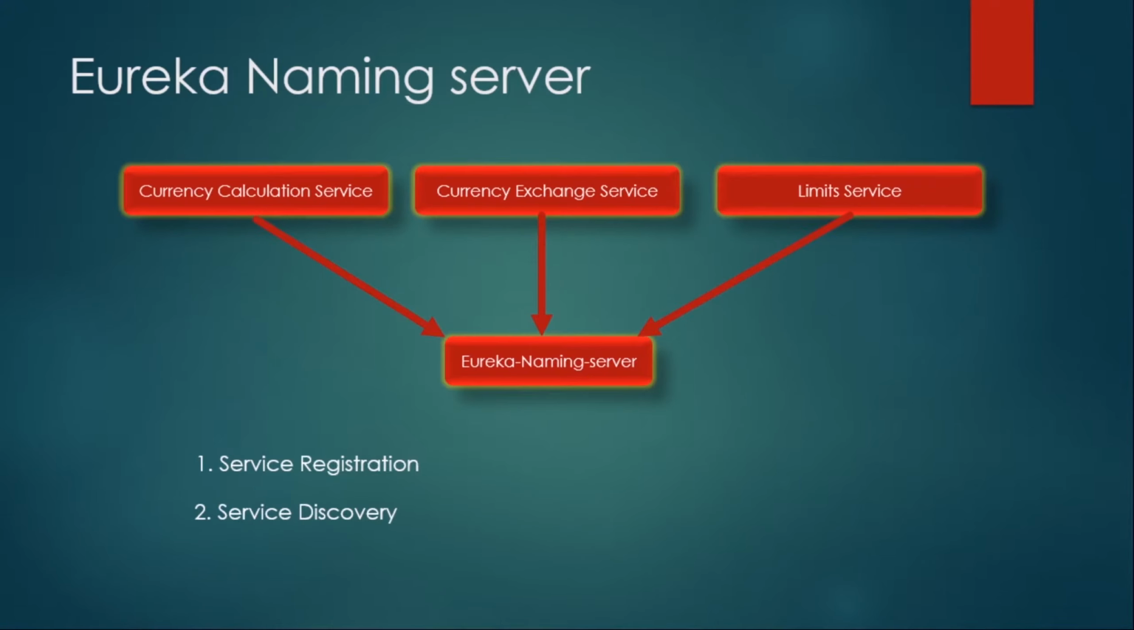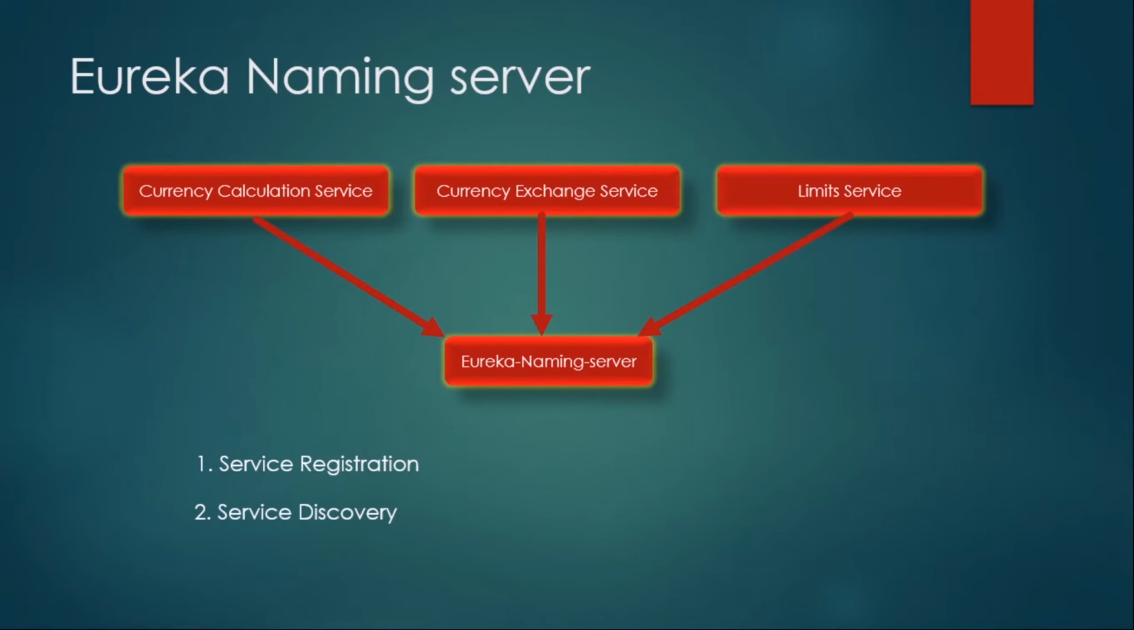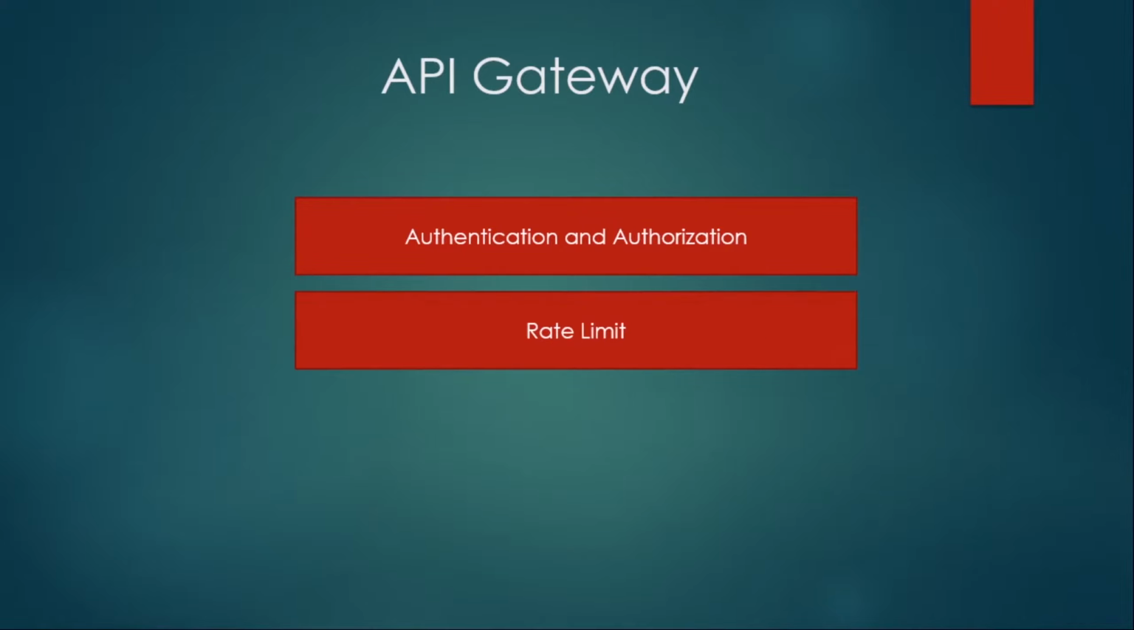Till now, you can see that we have implemented different projects in our application: the currency calculation service, the currency exchange service, and the limit service. And along with it, we have created a Eureka naming server and a Spring Cloud config server. So for all these microservices, we will need to implement some common features. This can be authentication and authorization or rate limit.